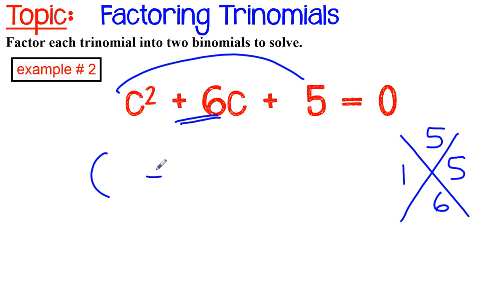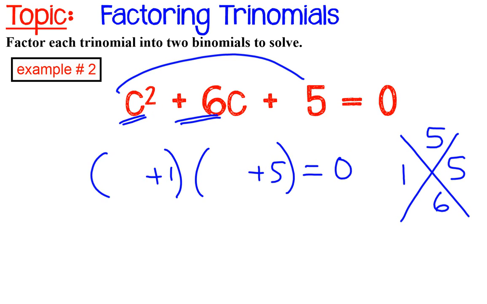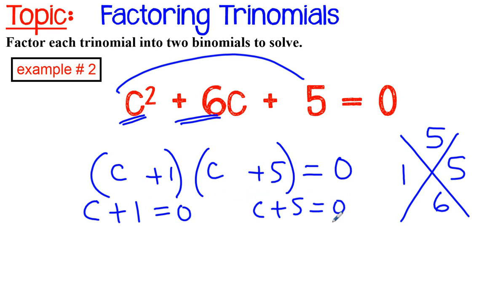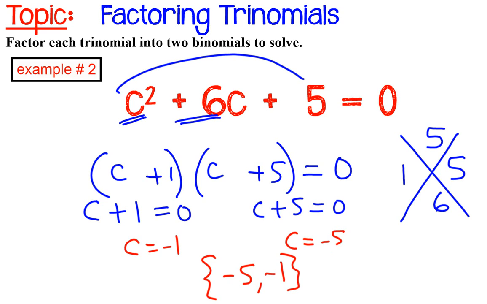Now, positive 1 and positive 5 are part of my factors. The square root of the x squared term is our first term. Set each factor equal to 0. This is important. You can skip the next step, but you should not skip this step. So our solution here is going to be negative 1. Our solution here is going to be negative 5. And if we want to keep it organized, we put them in these fancy braces separated with a comma.